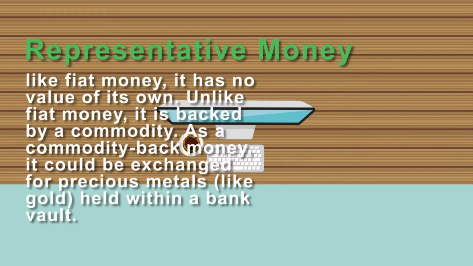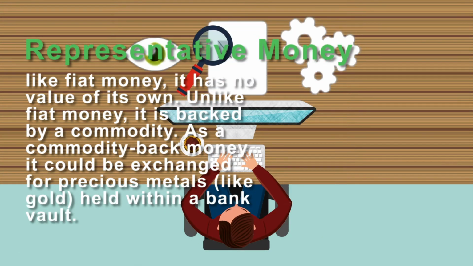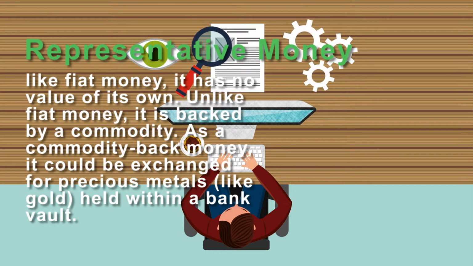This type of money had the characteristics of fiat money with paper money and tokenization, but was still based on a commodity with intrinsic value based on some type of ratio exchange or derivative. Representative money, like fiat money, has no value of its own, but unlike fiat money, it is backed by commodity. As a commodity-backed money, it can be exchanged for precious metals like gold held within a bank.